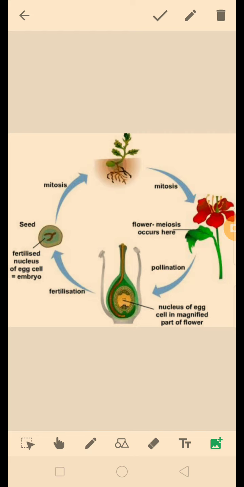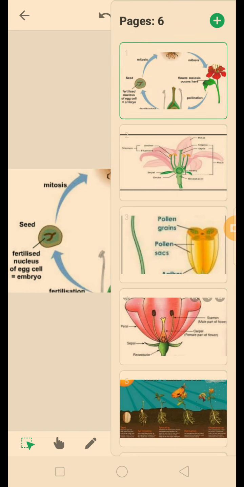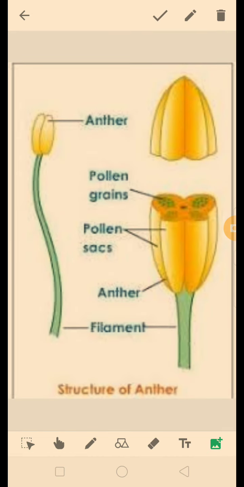So as you know, in sexual reproduction two parents are involved. One is the male parent and the other is the female parent. So first of all, let us see the different parts, that is the male part and the female part.